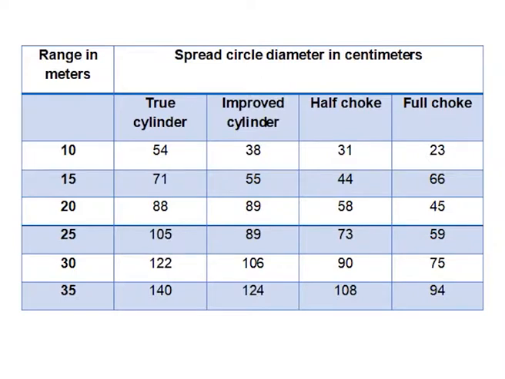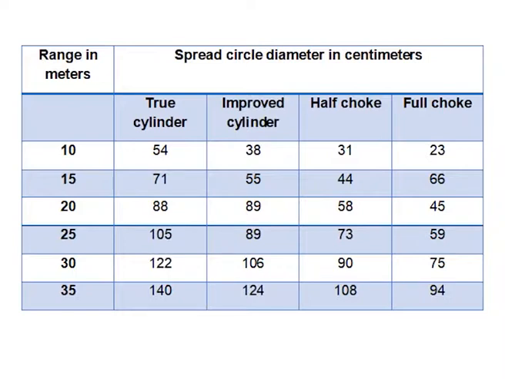For 15 meters range, the spread circle diameter for a true cylinder will be 71 centimeters, for improved 55 centimeters, for half choke 44 centimeters and for a full choke 66 centimeters. For a range of 20 meters, the spread circle diameter would be for a true cylinder 88 centimeters, for improved cylinder 89 centimeters, for half choke 58 centimeters and for full choke 45 centimeters.